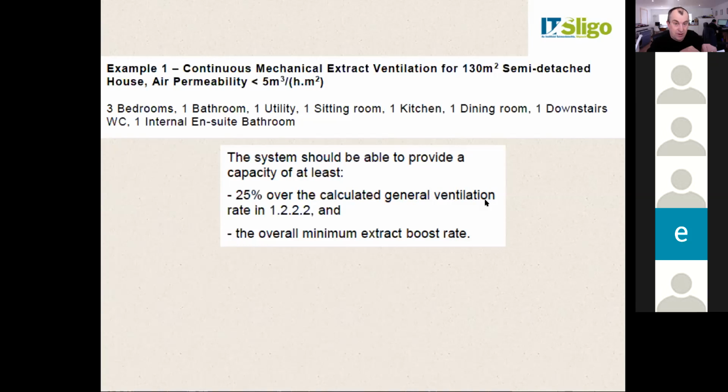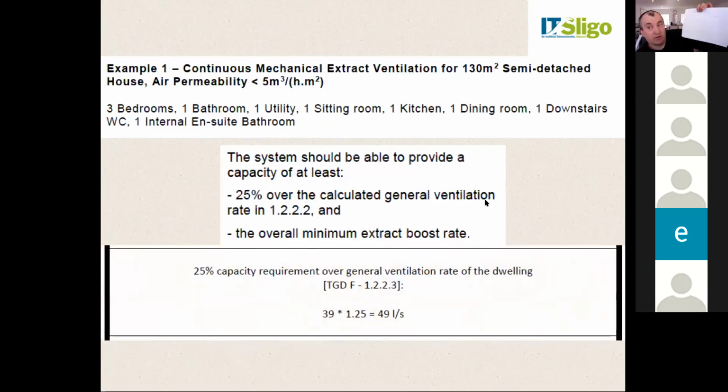Now, recap. We did the general ventilation rate. We also did the mechanical extract for the wet rooms. The system is required to be 25% bigger than the calculated ventilation rate that we just calculated. This is like an excess to make sure it's not right on the edge of it working. So we have a 25% buffer in order for this to work.